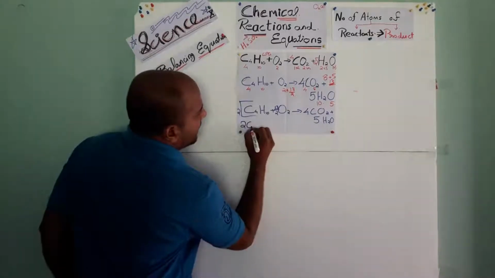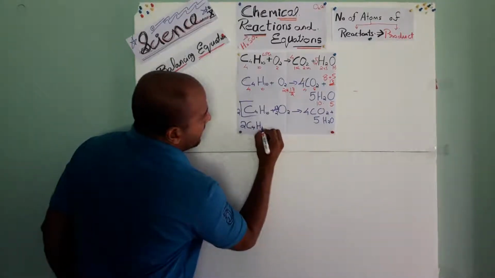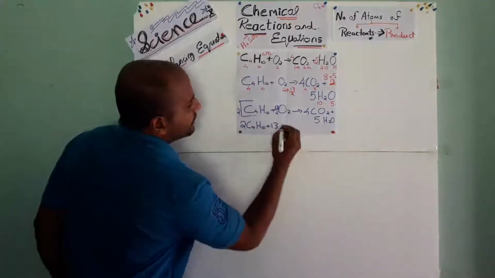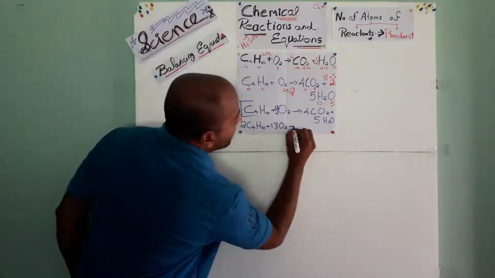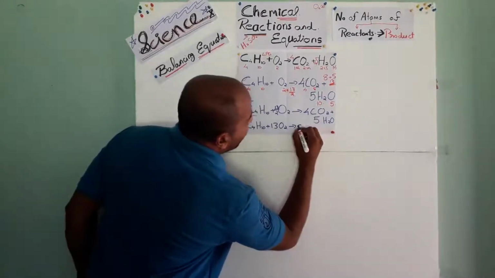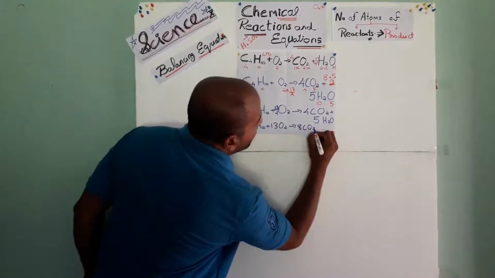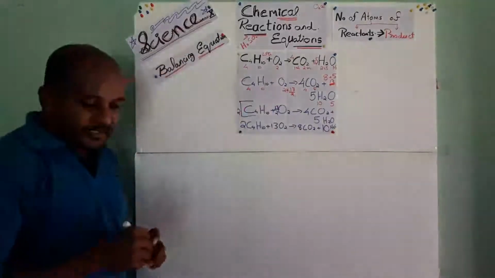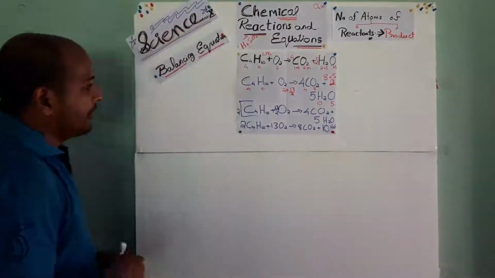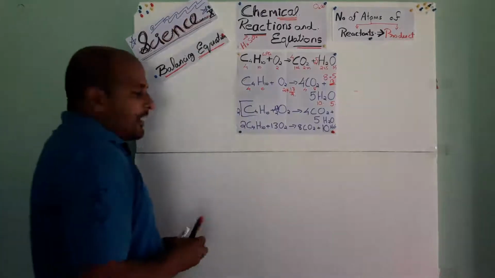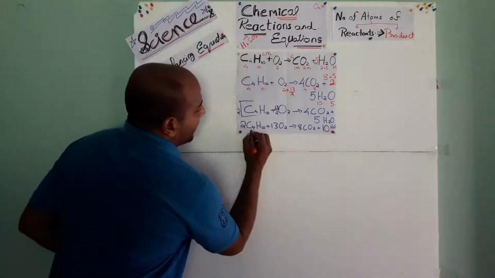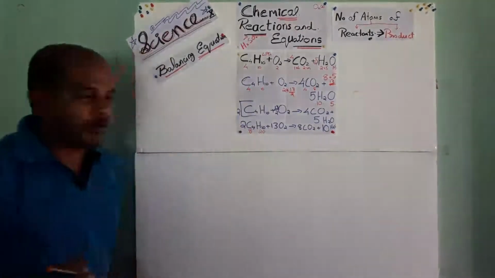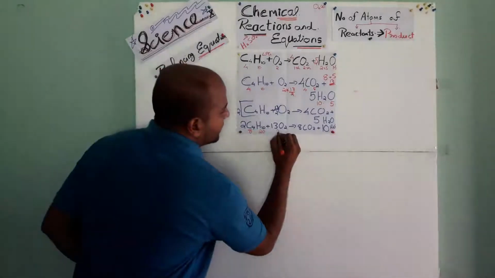2 C4H10 plus 13 by 2 into 2 gives 13 O2 gives 4 into 2, 8 CO2 plus 10 H2O. Okay, let's see whether it is balanced or not. Total number of carbon on this side 8, 2 into 4, 8. Total number of hydrogen 10 into 2, 20. Total number of oxygen 26.